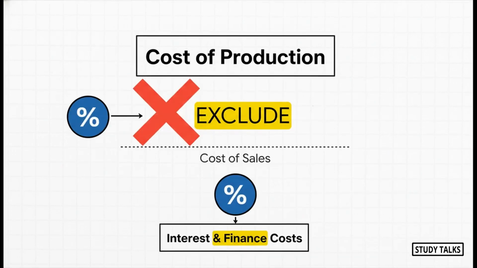And here we are, full circle, back to the big question I asked at the very beginning. Interest and finance costs. Where do they go? The final answer is you exclude them from the cost of production. These are purely financial items. They have nothing to do with the operational cost of making the product. Now, you do show them, but right at the very end of the statement, after you've calculated your total operational cost. It's a financing cost, not a production cost, and that distinction is absolutely critical.